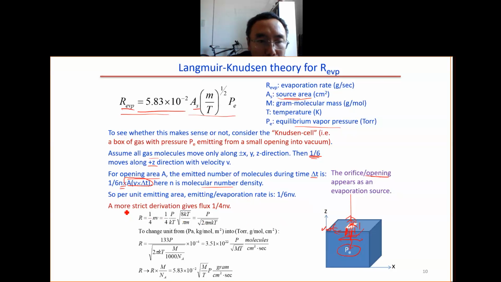So for the more strict derivation, again we use the Maxwell distribution, because the molecules actually don't go along the x, y, z directions. They go in all directions. This number becomes 1 over 4; here it is 1 over 6. So this becomes 1 over 4 N weight. You know N equals P over KT. Weight is the square root of 8 KT over pi m. So this is based on the Maxwell equation. It's similar to what we got here.